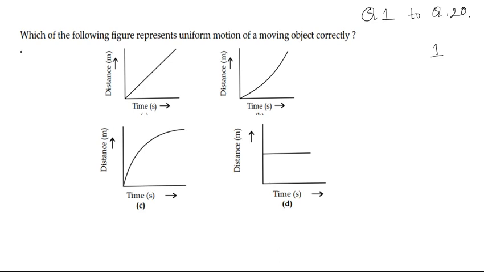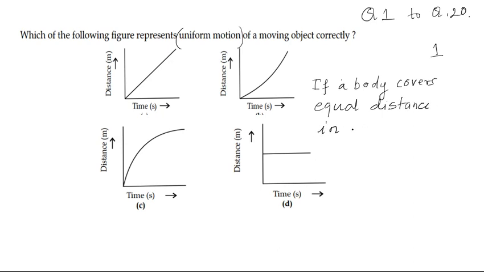This question demands understanding of what uniform motion is. Now you all have learnt the meaning of uniform motion. However, let me tell you in short what uniform motion is. If a body, or any moving object, covers equal distance in equal intervals of time, then that is what is called uniform motion.